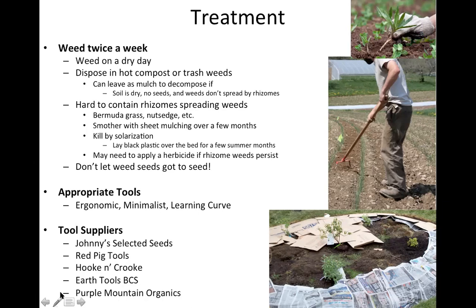Like smothering, doing some kind of sheet mulching. We'll get a lot of Bermuda grass or nut sedge or things like that. Solarization we talked about, heat up your soil, will kill a lot. The main thing is don't let them go to seed, because a lot of these weeds, when they go to seed, there's like 1,000 seeds on them and they just shoot that all over the place. So you want to have a pretty consistent weeding schedule.